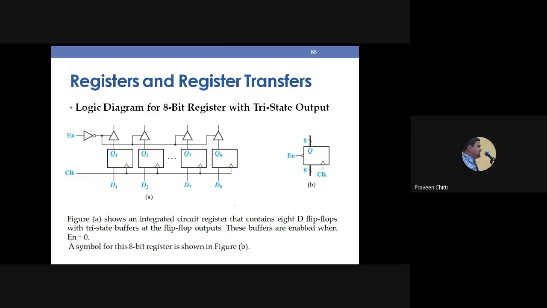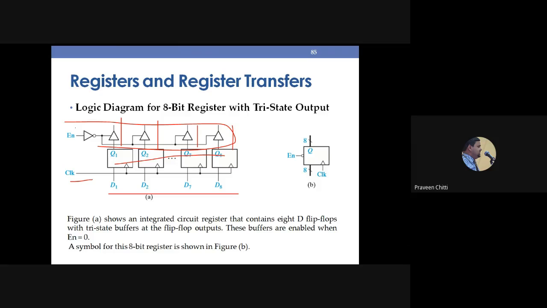Okay. So this is the logic diagram for a register with tri-state output. We have shown here not 4-bit but 8-bit registers, Q1 to Q8, and then we have added tri-state buffers. That means these data will be loaded into these registers when the clock is active, but this will not be available to take immediately for the next part of the circuit.